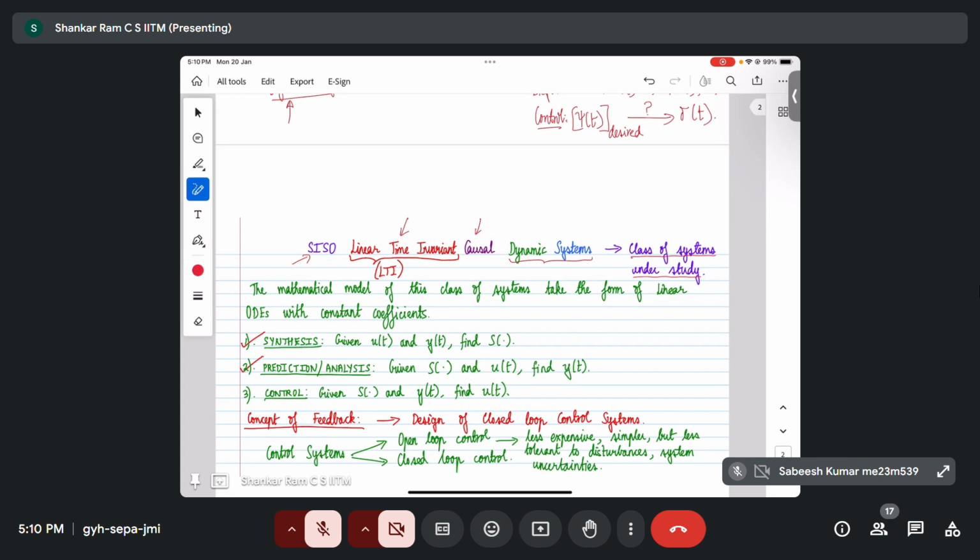If I write it like kx is equal to m x double dot plus c x dot plus kx, so this m, c, and k will not depend on time. It will be constant coefficients, sir.